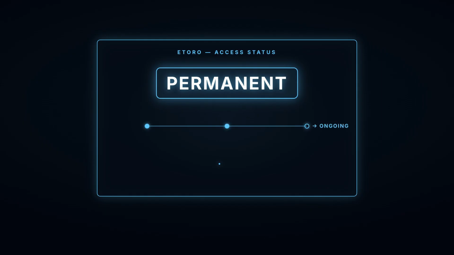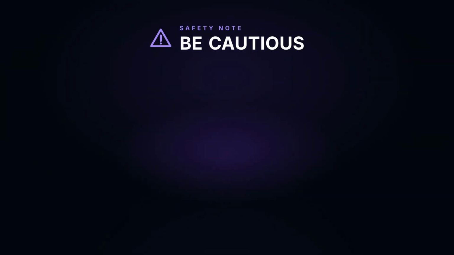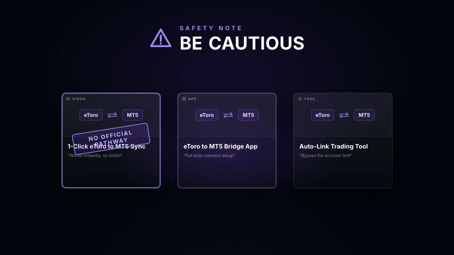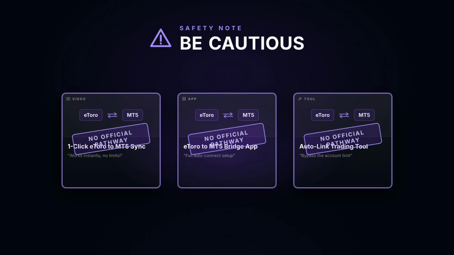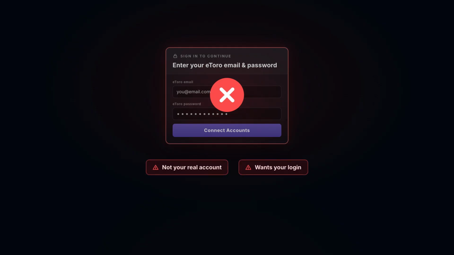If you come across a video, app, or tool online claiming it can connect your eToro account to MT5, I'd treat that with real caution. Since there's no official pathway for this kind of connection, anything promising to do it either isn't genuinely pulling from your real eToro account, or worse, could be asking for your login credentials somewhere they really shouldn't be going. When something claims to bypass a limitation a company has clearly and repeatedly confirmed doesn't exist, that's usually a red flag rather than a hidden feature.